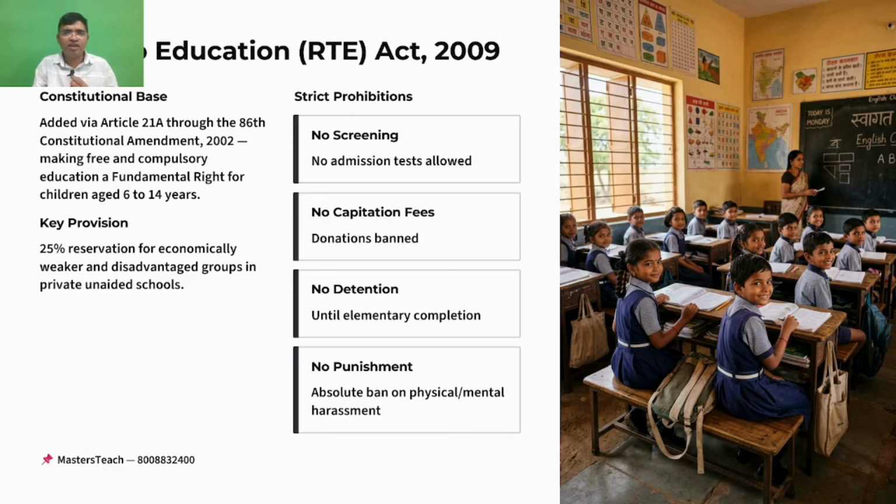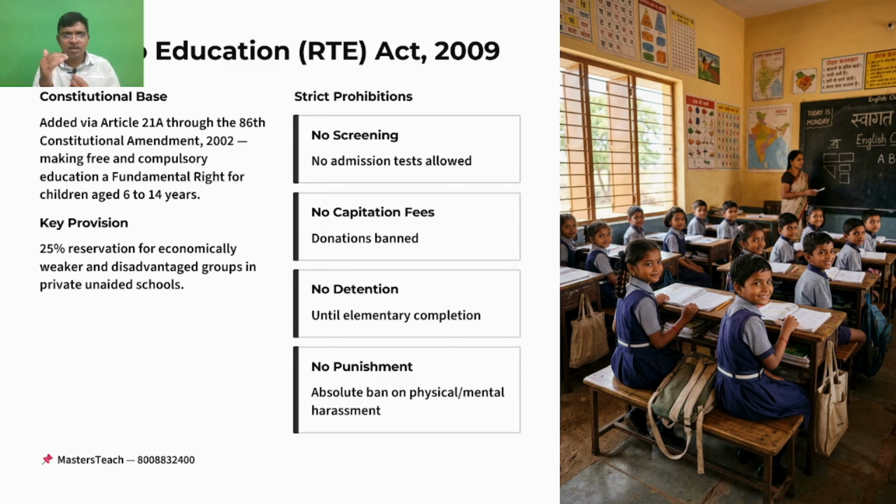Okay, then Right to Education, RTE 2009. It was added through Article 21A by the 86th constitutional amendment in 2002. It is free and compulsory education, a fundamental right. Free and compulsory education for how many years? It is 6 to 14 years for all the children. Okay, 25% reservation for the weaker section in private unaided schools: at least 25% reservation should be given to the disadvantaged people of our country.